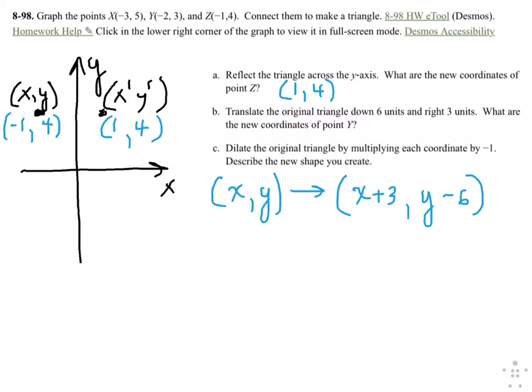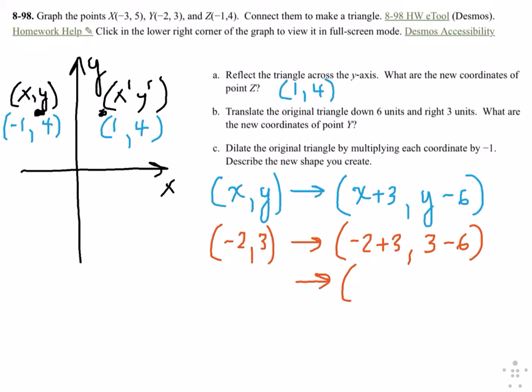So now we can translate points. They want us to give the coordinates of point y. So point y was negative 2, 3, and now it's going to become negative 2 plus 3, and 3 minus 6, which is negative 2 plus 3 is 1, and 3 minus 6 is negative 3. So there's the new y. This is part B, right here.